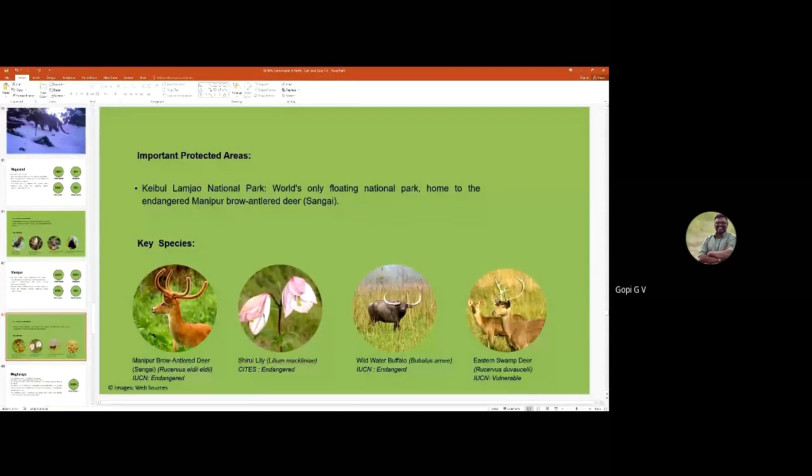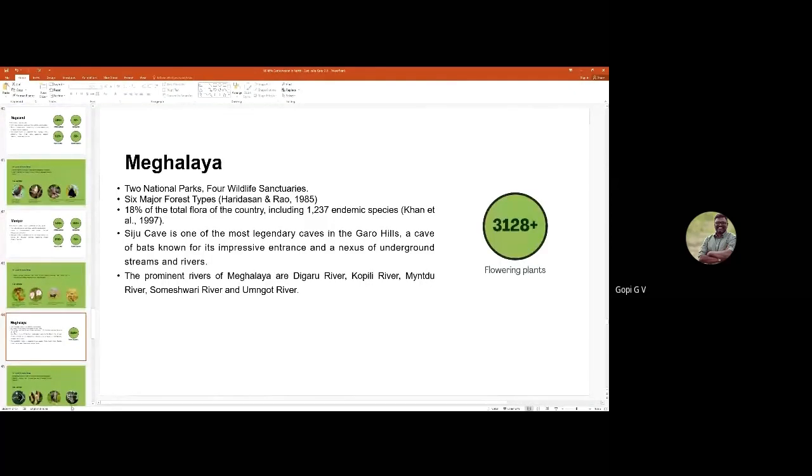And also the Siroi lily, which is endemic to the Manipur hills of Churachandpur and the Ukhrul district. The flowering season is very limited, from the 15th of May to maybe the 30th of June. Within just 30 to 45 days, the blooming happens for this Siroi lily. A very distinct floral species for Manipur and also for the country. You have the swamp deer.